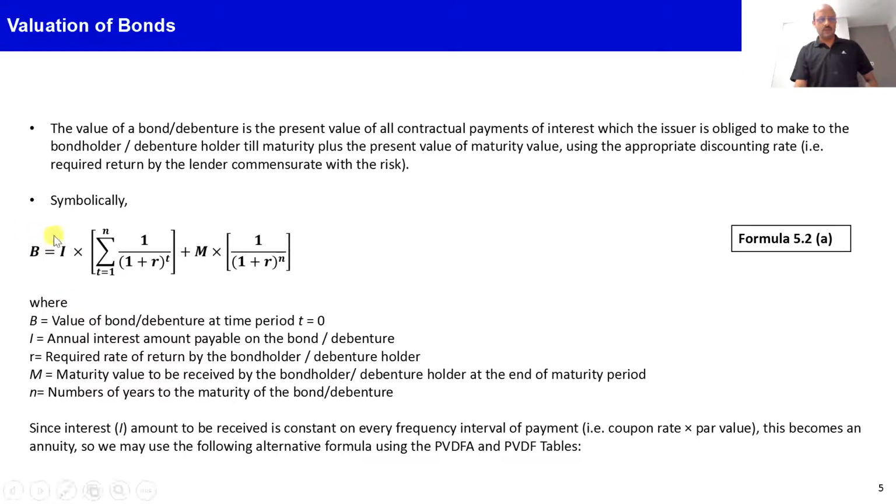So here we know that I is a constant figure because I is equal to the bond par value times the coupon rate. So I becomes an annuity amount. So we can also put this formula in this fashion, that bond value is equal to I times PVDFA, present value discounting factor for annuity, for the required rate of return and for the n period, plus M, which is the maturity amount, times PVDF, present value discounting factor for the R rate and the nth period.